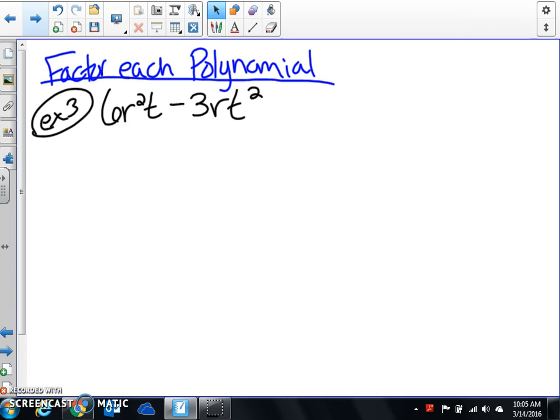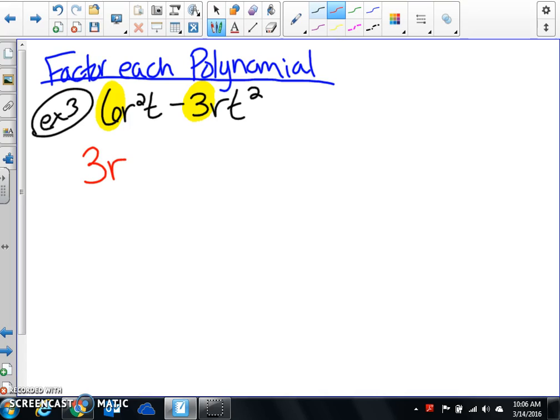So I start with my smallest. I look at my coefficients. 3 is my smaller coefficient. Does 3 go into 6 evenly? Yes. So I can take out a 3. The first monomial has 2 R's. The second one has 1 R, so I can take out an R. And both of them have at least 1 T, so I can take out a T. So really what we're doing right now is the distributive property backwards. So my GCF of this binomial is 3RT.